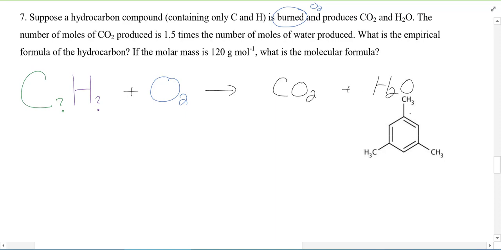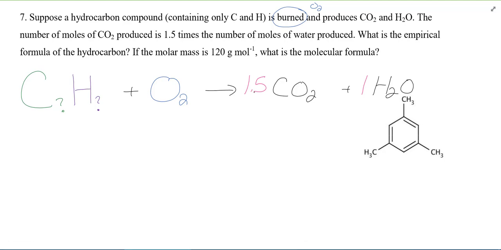In fact, this is a picture of the compound. We don't necessarily know that yet, so maybe you could Google the image, but we'll get to what it is. All we know, we can't balance an equation. We haven't even talked about that yet. We can't balance this because we don't know what the hydrocarbon is. We know that the number of moles of CO2 produced is 1.5 times the number of moles of water produced. So that means if there's 1 mole of water, there's 1.5 carbon dioxide.